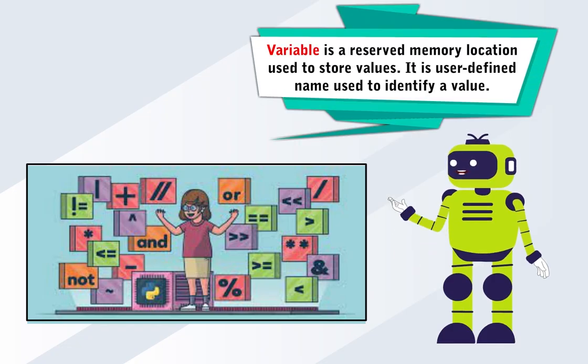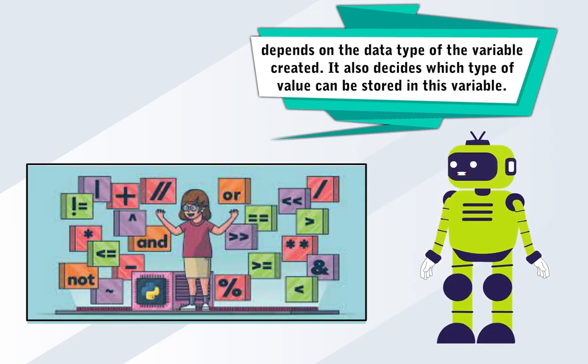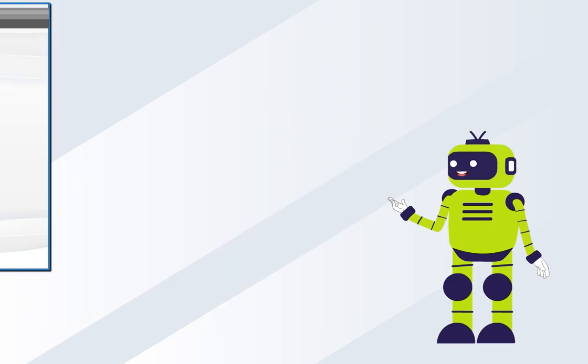Variables in Python. Variable is a reserved memory location used to store values. It is a user-defined name used to identify a value. When a variable is created, it reserves some space in memory. The memory reserved or allocated by the interpreter depends on the data type of the variable created. It also decides which type of value can be stored in this variable.